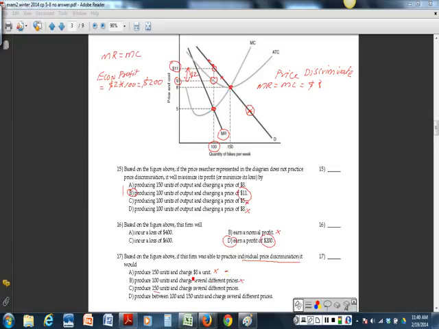So we know we're producing 150. The 100 is the wrong answer, and 100 to 150 is also the wrong answer. So we have to choose between these two, right? Is it this 150 production or that 150 production? Well, we know we're not charging one single price. We're producing 150 and charging several different prices. That's the answer, so the answer to 17 is C.